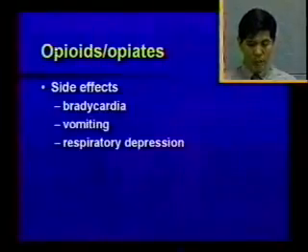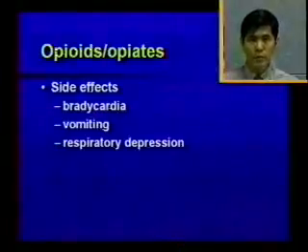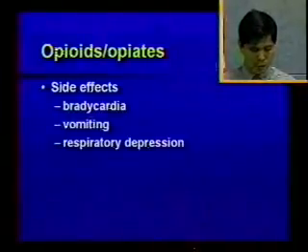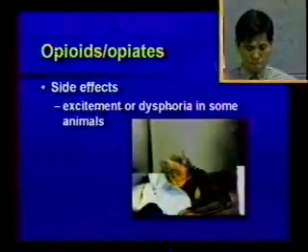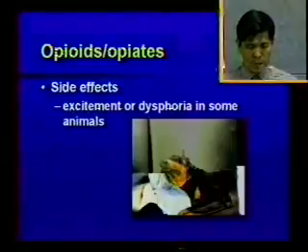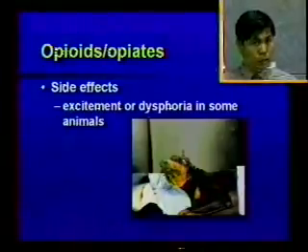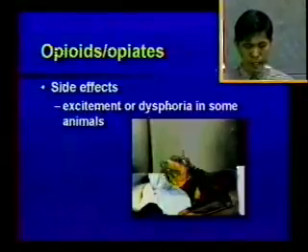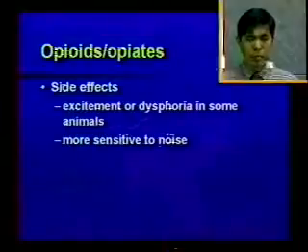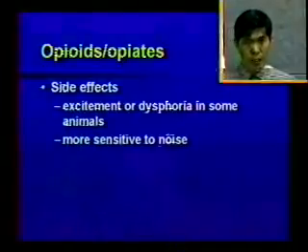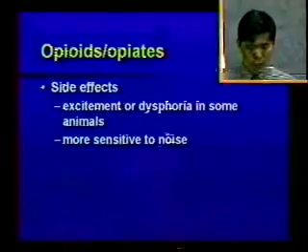Opioids are also known to cause respiratory depression. Based on our experience in the clinic, dogs and cats are less susceptible to the respiratory depressant effect of the opioids compared with humans. So we're not really worried about high dosages of opioids in our clinic. Opioids can cause excitement or dysphoria in some animals. When this happens, we usually give our patients some acepromazine or maybe some diazepam to minimize the excitement. Animals that have opioids are also more sensitive to noise. What we do in this case is put some cotton balls in the ears, so that there will be less response to the noise.